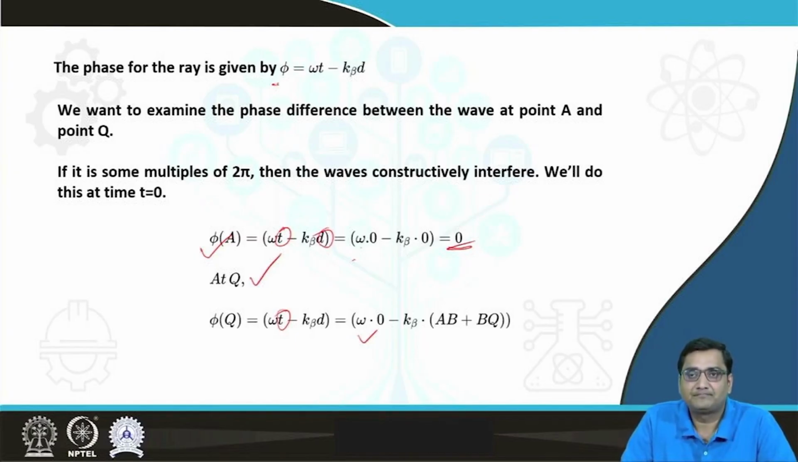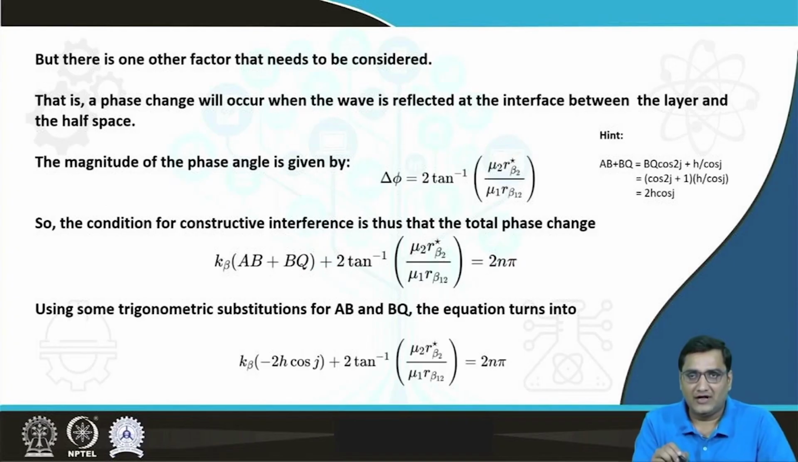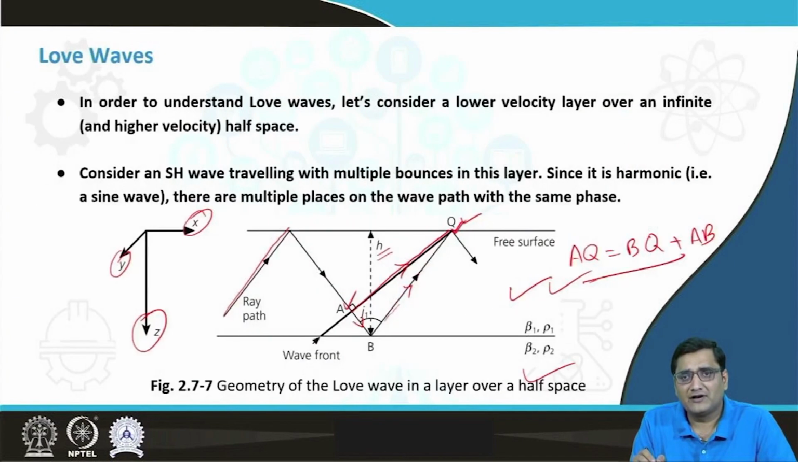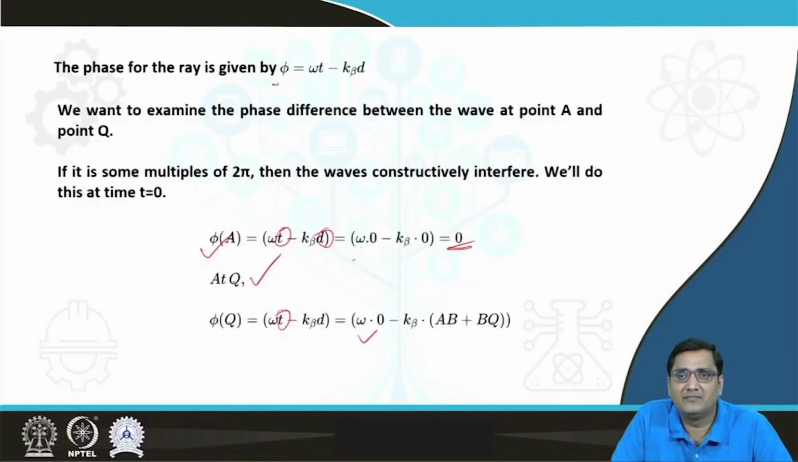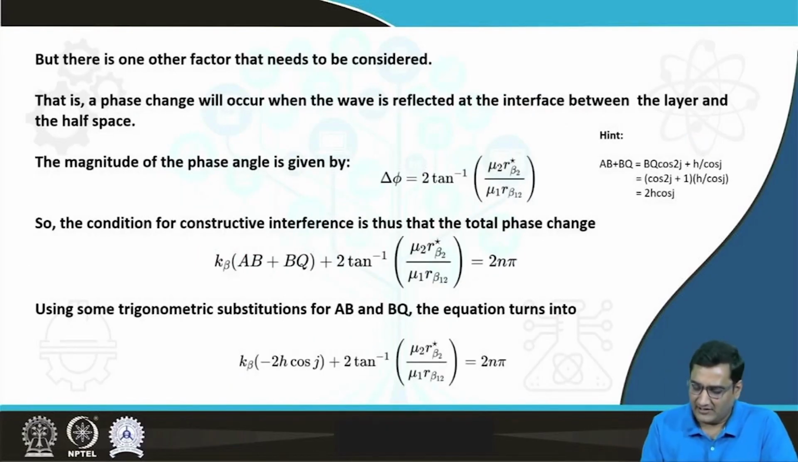Now we need to basically consider one more factor here. If you look at this particular diagram, the wave is going down and then reflecting back. So there will be an additional phase difference because of the reflection, and that additional phase difference will be 2 tan inverse of mu2 r beta 2 star by mu1 beta 1. That is basically happening because of the reflection at the interface between the layer and the half space.